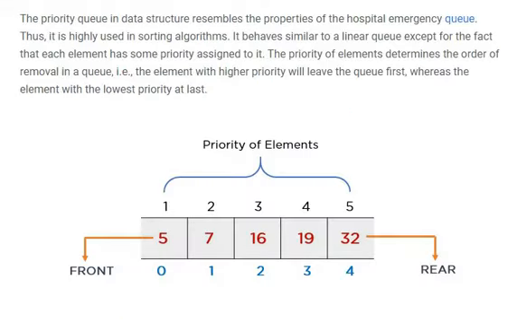The priority of the elements determines the order of removal in a queue. The element with highest priority will leave the queue first. So look at a simple example here. We have 5, 7, 16, 19 and 32 which are arranged in ascending order, and the front is 5 and rear is 32.